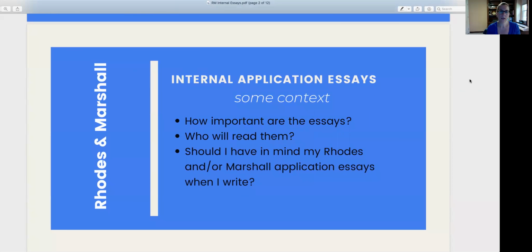Before we jump into the prompts and the essays and how to respond to those, I want to talk a little bit about the context. We write for an audience, and it is important for you to understand who those audience members are because it can give you direction in how you choose to respond to certain prompts or frame your argument, and so forth. We really are trying to look at the internal stage for applicants that are most prepared to be competitive for the Rhodes and the Marshall Scholarship.